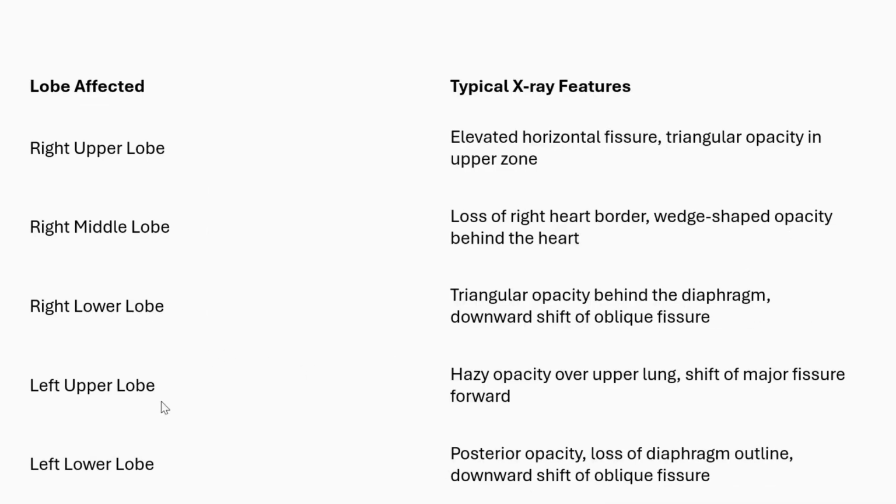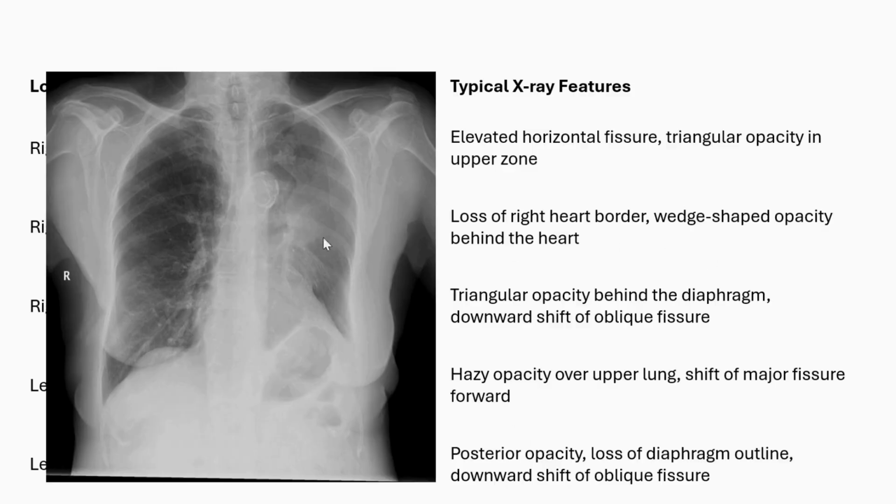Left upper lobe collapse, that is the haziness in upper lung, shift of the major fissure upward, and also tracheal shift to the left side. So in this image we can see the opacity in the left upper zone with the tracheal shift to the left side.